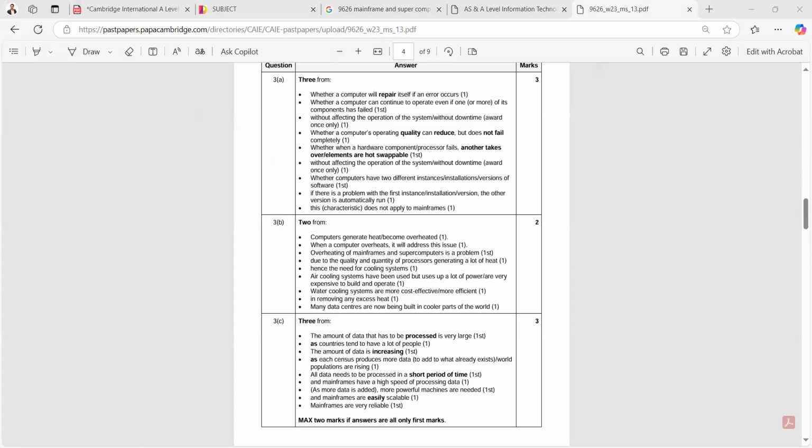I have shared the answer for the A part, B part, and C part.